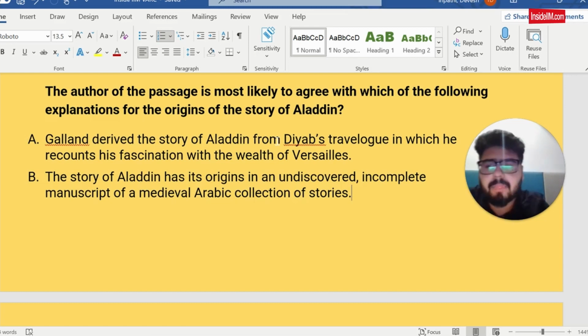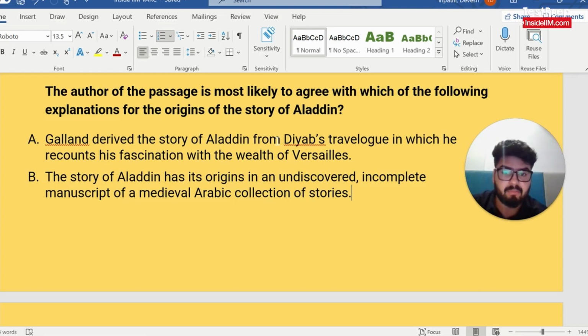Now read the second option. The story of Aladdin has its origin in an undiscovered, incomplete manuscript of a medieval Arabic collection of stories. Okay, it can have, but how does the author relate to it? The author does not relate to it. It is a stated fact. Scholars have been finding it out, but the author does not say that the origin of Aladdin's story is because it has been copied from an Arabic collection of stories. It is just a memory trap trying to make a fool of you. It will be a blunder and suicide to mark this particular option.